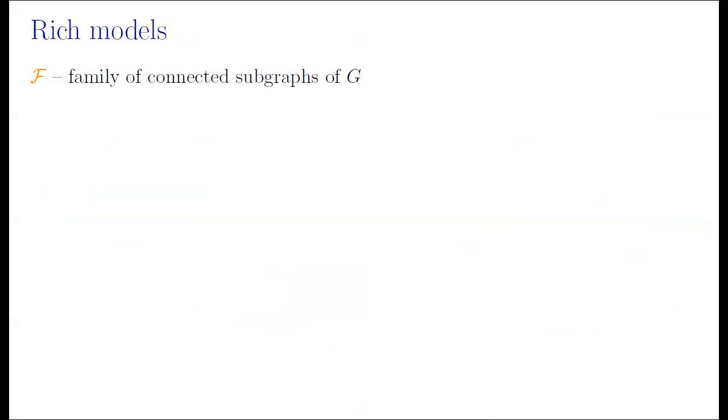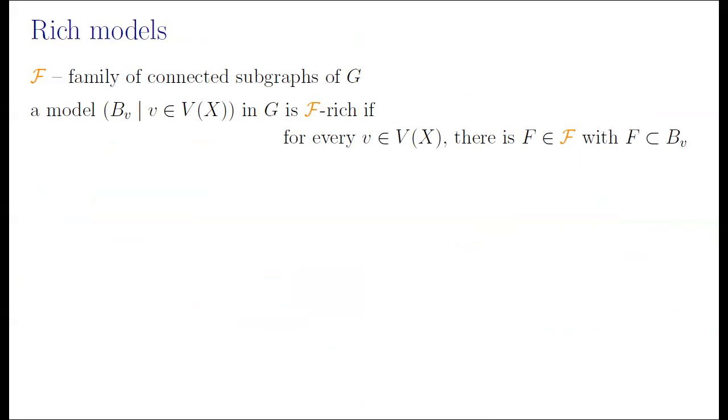If we have a family F of connected subgraphs of G, then a model of something is F-rich if every branch set contains a member of F. Yes, so for every V in X, there is some subgraph in F that is contained in the branch set of V.